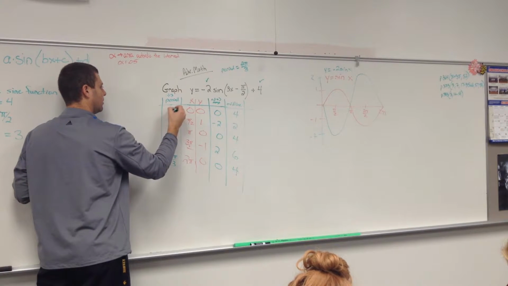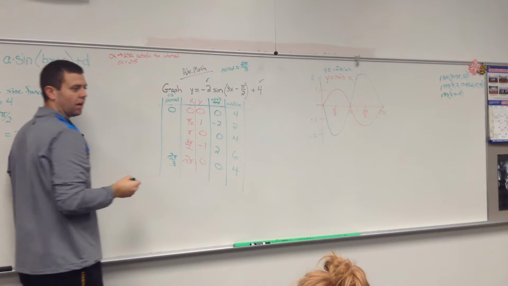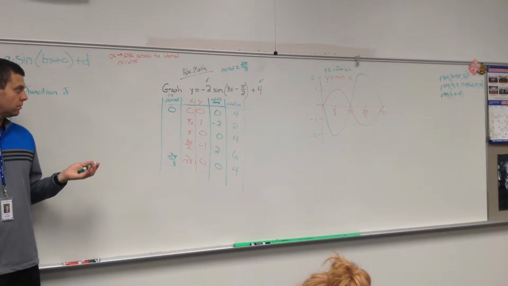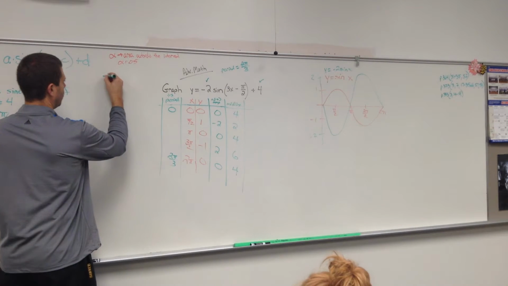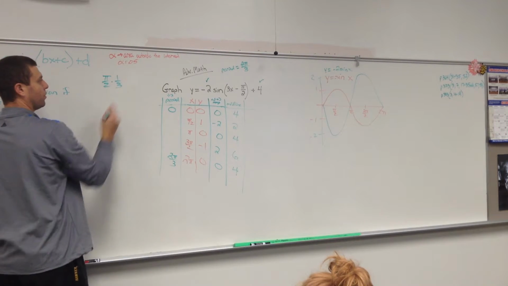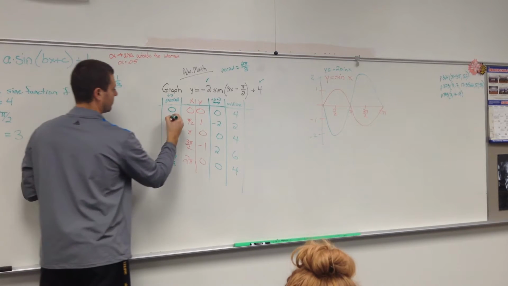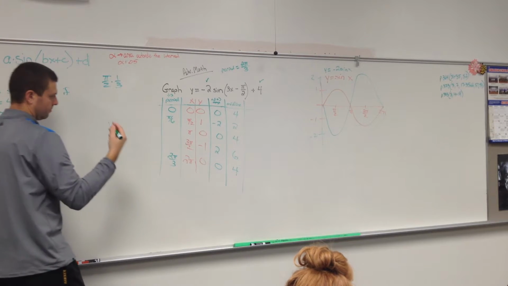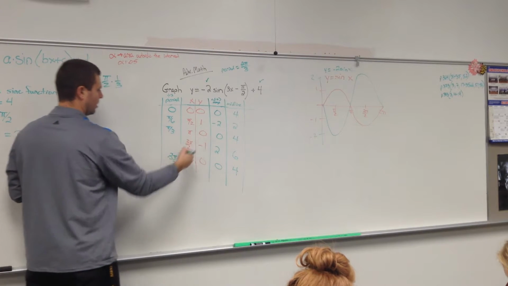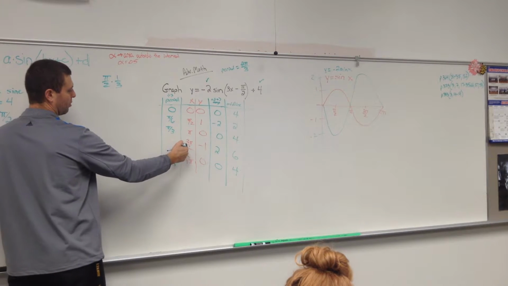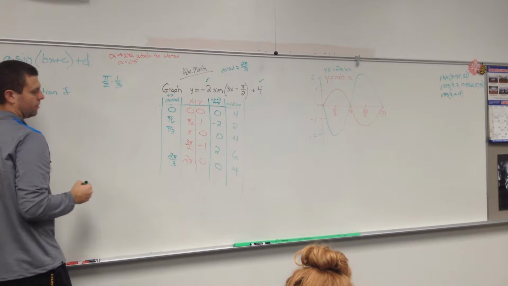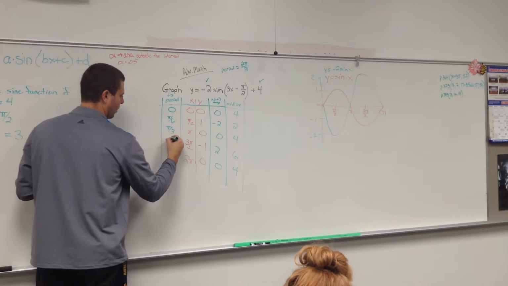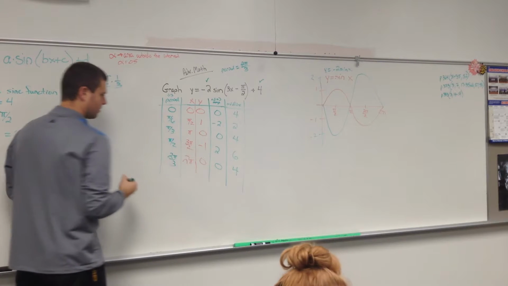0 divided by 3, still 0. Pi over 2 divided by 3, times 1/3. Pi over 2 times 1 over 3 is pi over 6. Pi divided by 3, pi over 3. And 3 pi over 2 divided by 3, or times 1/3, is just pi over 2. 3 pi over 6, which would reduce to pi over 2. Okay?